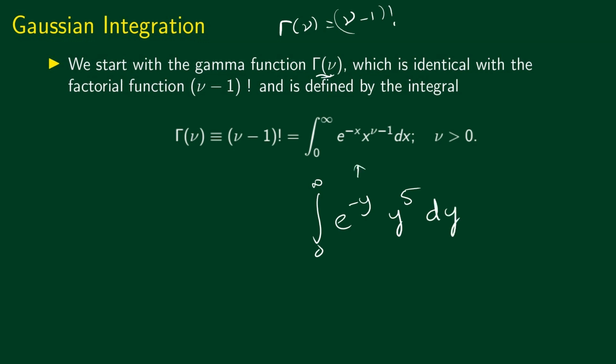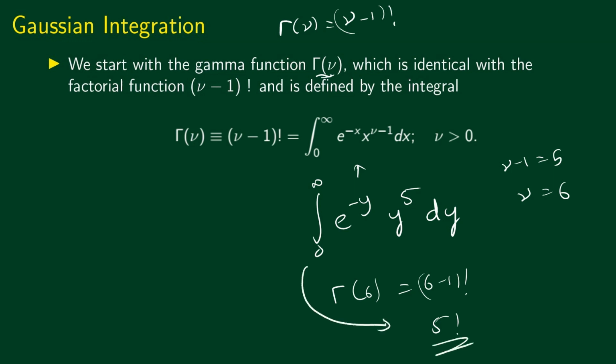So we see that it's exactly in this form with nu minus 1 equal to 5. Right. So the answer has to be gamma of nu. So we see that nu minus 1 is 5, nu is equal to 6. So we can simply write gamma of 6. That is 6 minus 1 factorial, which is 5 factorial. Right. So solving this integral just amounts to calculating a factorial. Okay. So this will turn out to be quite useful for us.